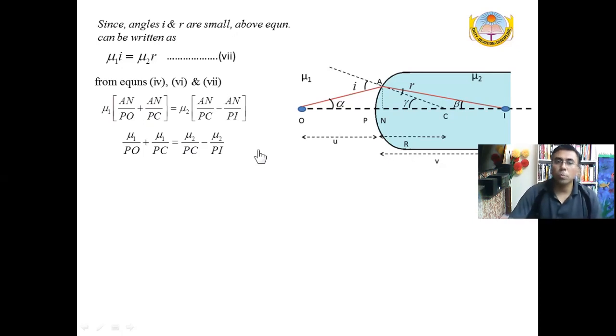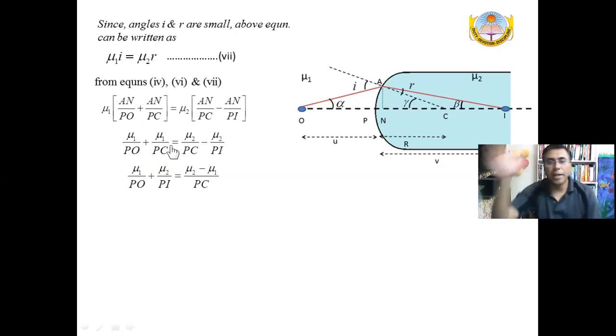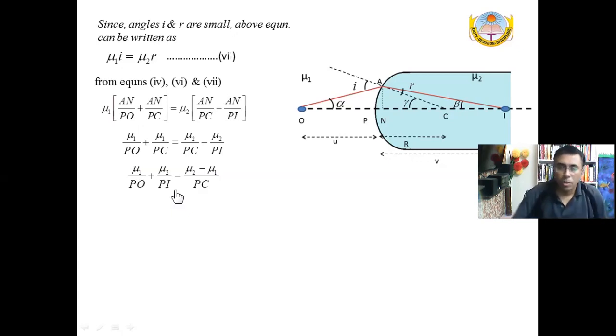That is mu1 upon Po plus mu1 upon Pc equals mu2 upon Pc minus mu2 upon Pi. Now on rearranging, I am taking all the Pc terms onto the right hand side of the equation. Here I have mu2 upon Pc, and I am taking this mu1 upon Pc also onto the right hand side. And this mu2 upon Pi, I am taking on the left hand side. So I have collected all the Pc terms together and the Po and Pi terms together. What I obtain is a relation which says mu1 upon Po plus mu2 upon Pi equals mu2 minus mu1 upon Pc.